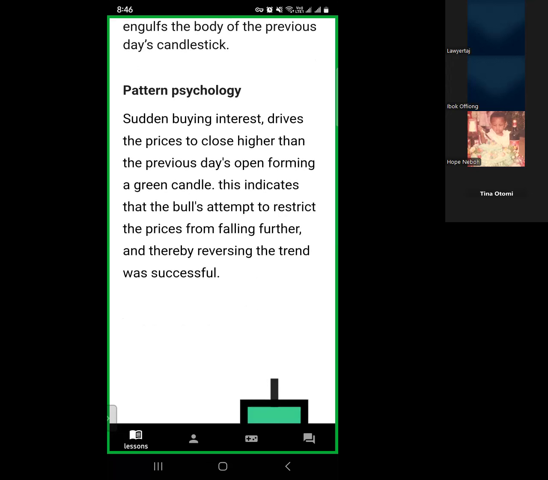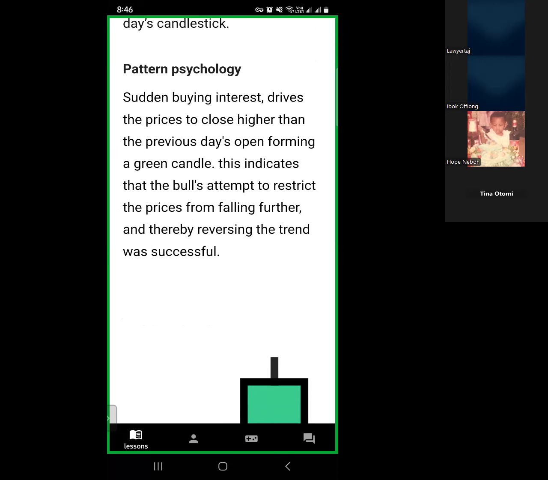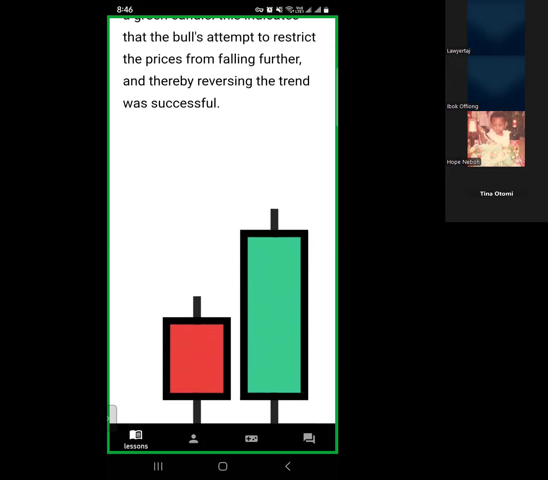Pattern psychology. Sudden buying interest drives the price to close higher than the previous day's opening, forming a green candle. This indicates that the bulls' attempt to restrict the price from falling further, and thereby reverse the trend, was successful.